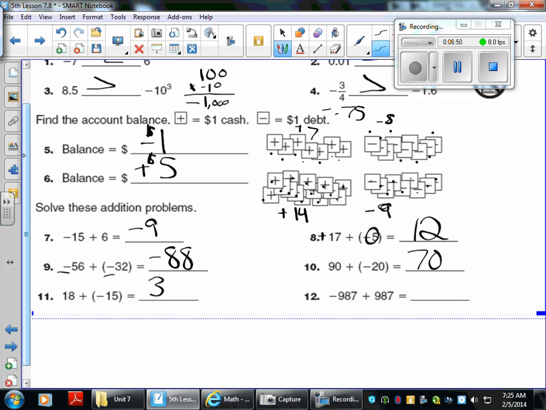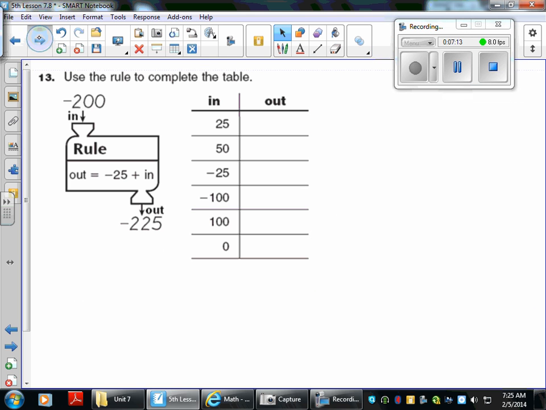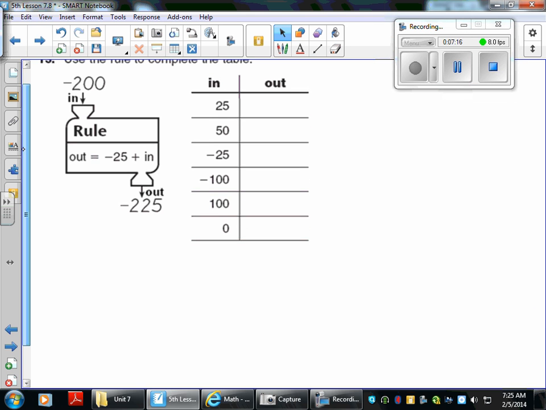Finally, I owe 987. I gain in the positive another 987, which means it would just cancel out and give me an answer of 0. I was 987 spaces to the left of 0. I added 987 back to the right towards 0, gives me an answer of 0. They cancel out.